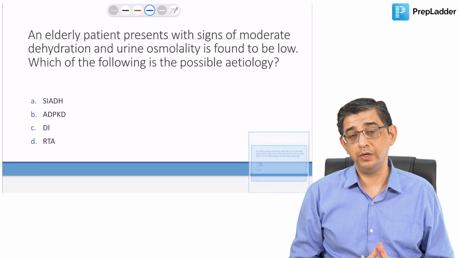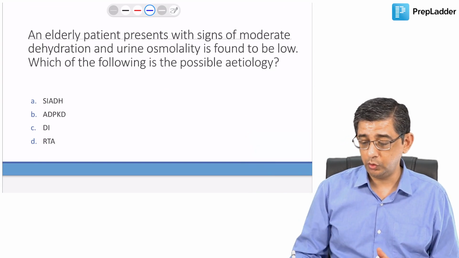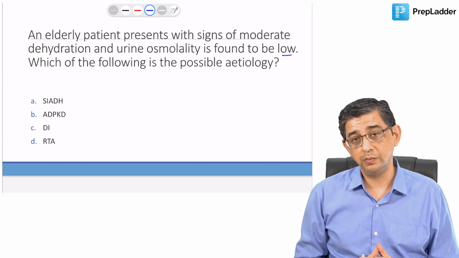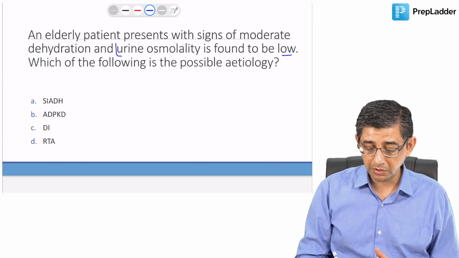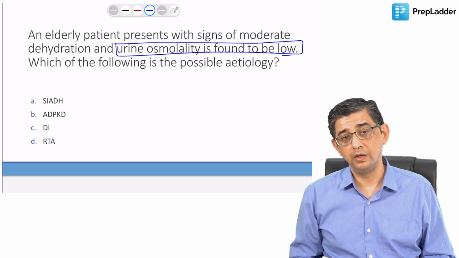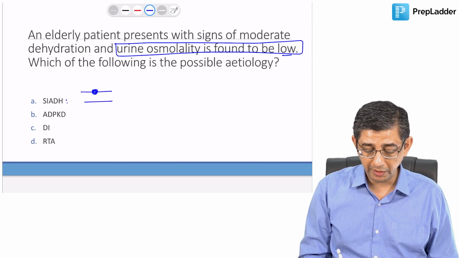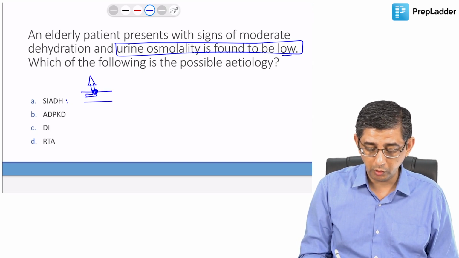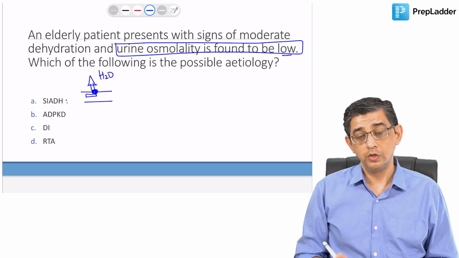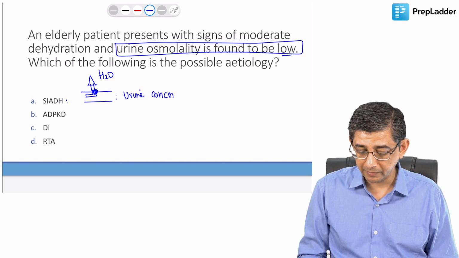The next question talks about an elderly patient with signs of moderate dehydration and urine osmolality that is found to be low. Which of the following is a possible etiology? The keyword in the question is low urine osmolality. That's always a feature of diabetes insipidus. SIADH will always have water going back. You see, antidiuretic hormone will reabsorb all the water back in the body. So in SIADH, the urine of the person will be highly concentrated.